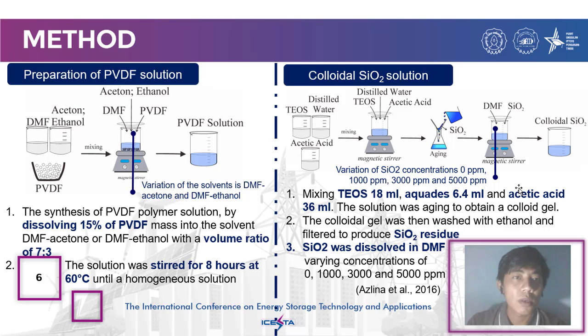Method. The synthesis of PVDF polymer solution was dissolving 15% of PVDF mesh into the solvent DMF acetone or DMF ethanol with a volume ratio of 7:3. The solution was stirred until homogeneous. Synthesis of colloidal SiO2 was based on research conducted by Azlina et al. using TEOS 18 ml, acetic acid 36 ml, and distilled water 6.4 ml. The solution was aged for 2 hours to obtain a colloidal gel. The colloidal gel was then washed with ethanol and filtered to produce SiO2 residue. SiO2 was dissolved in varying concentrations of 0 ppm, 1000, 3000, and 5000 ppm.